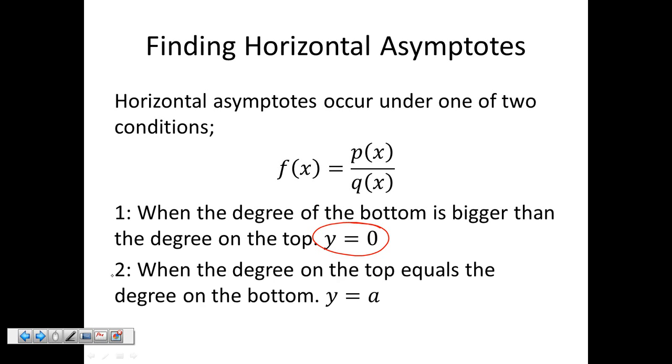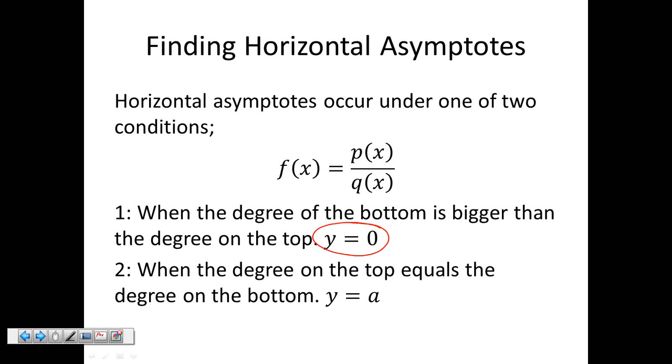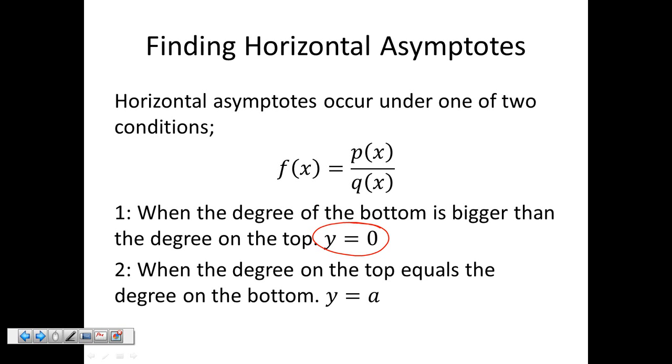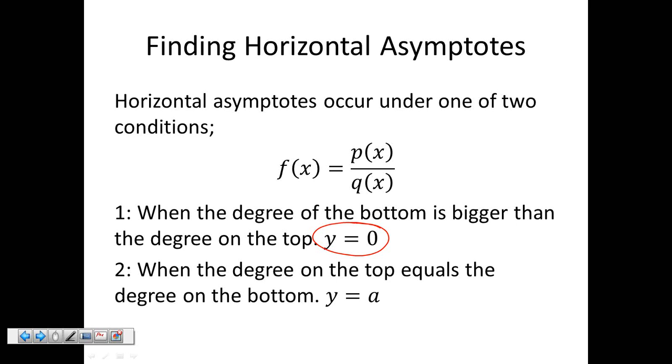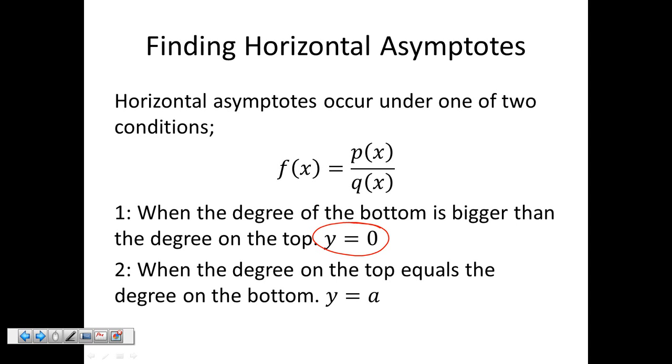Now, when the degree on the top equals the degree on the bottom, where's that horizontal asymptote? It's at y equals some number. We're going to have to do some work to find out what that number is. Obviously, I'm going to have to show you an example.